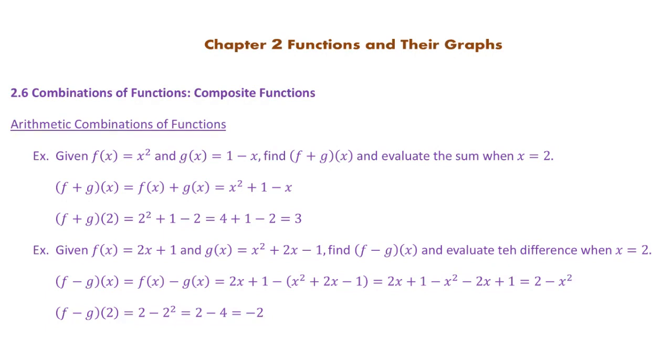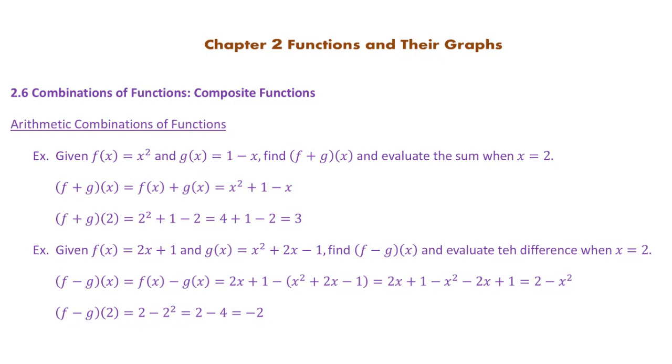So f plus g is just x squared plus 1 minus x, and the value of this sum of two functions at x equals 2, which is written as (f plus g)(2), is just 2 squared plus 1 minus 2. Just plug in 2 for x. For the whole thing, you get 4 plus 1 minus 2, which is 3.